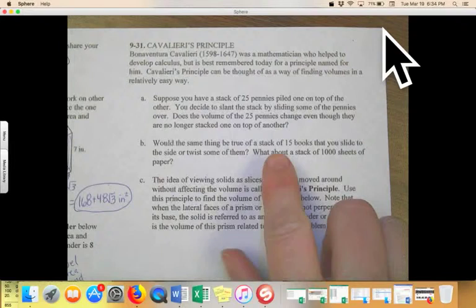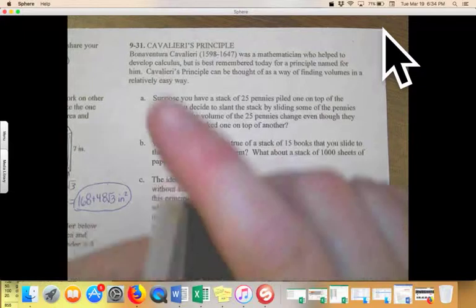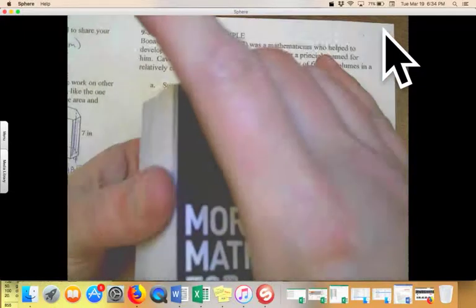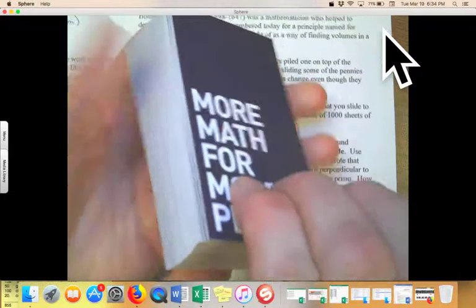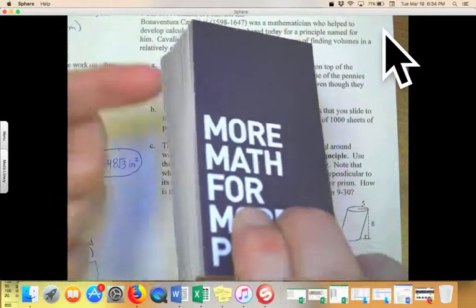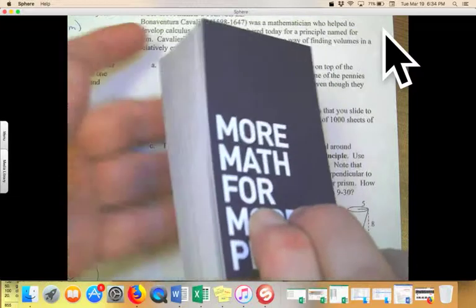But you can think of the same thing as a stack of books that you slide to the side or twist, or a stack of paper. I do have a stack of cards here, okay? So here I have a stack of cards. So think of the volume of this stack of cards. The volume is the area of the base times the height, or times the number of cards on here.